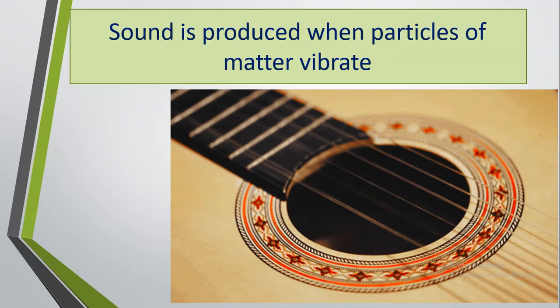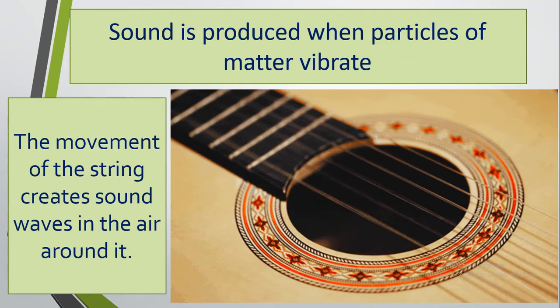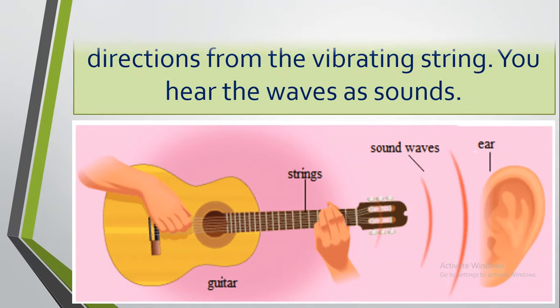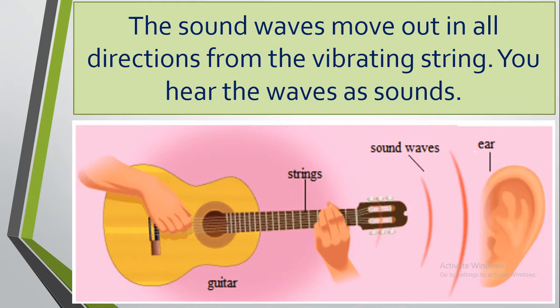A guitar string, this is a guitar string. It vibrates when you pluck it. The string moves back and forth so quickly that it looks like a blur. The movement of the string creates sound waves in the air around it. The sound waves move out in all directions from the vibrating string. You hear the waves as sound.